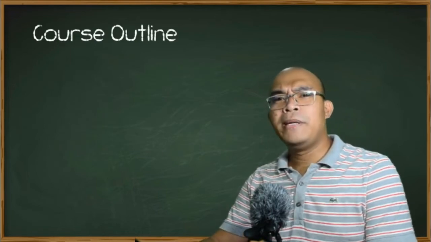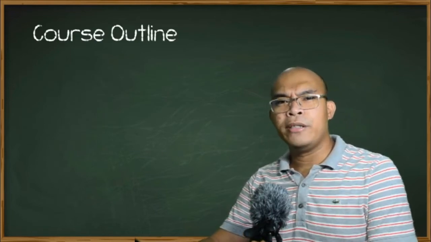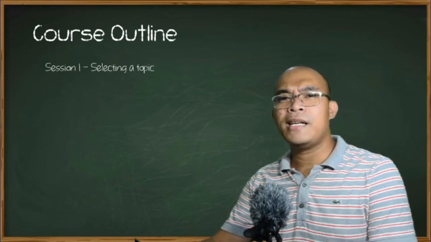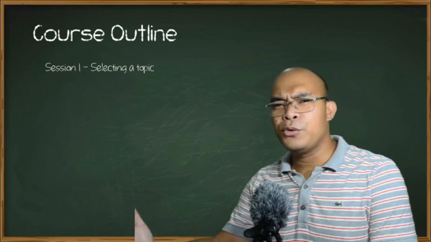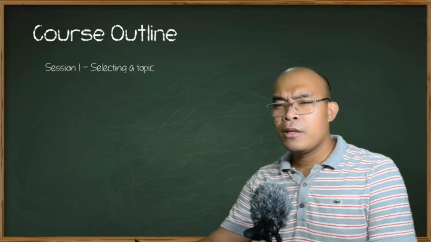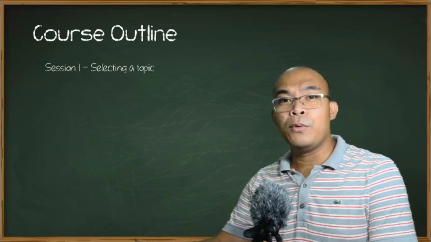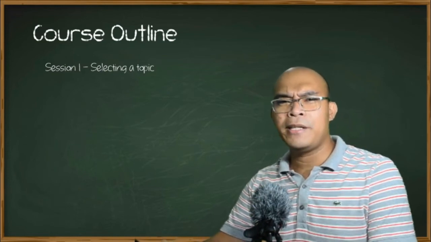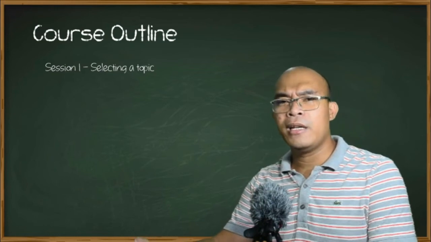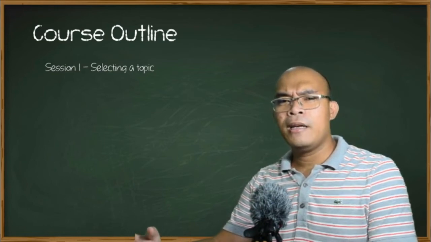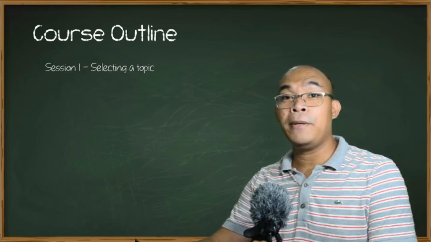So this course will be divided into 6 sessions. In the first part, we will discuss the most challenging part in writing a research paper, that is choosing or selecting a topic. We will also explore the essential tools and templates such as Mendeley, Excel, SPSS, Grammarly, and an APA 6th edition manuscript word template.